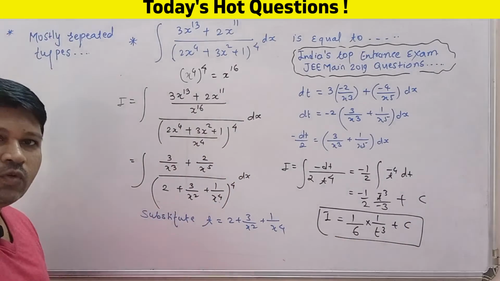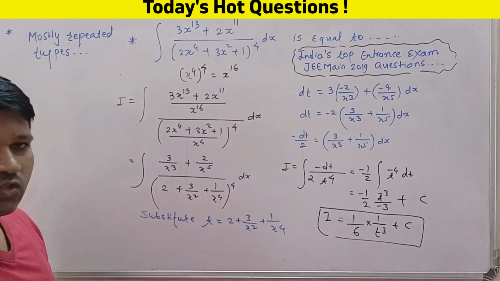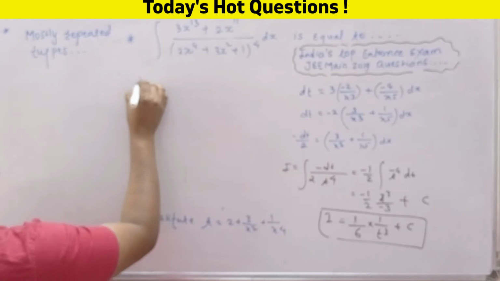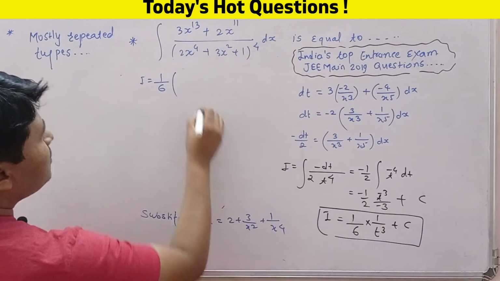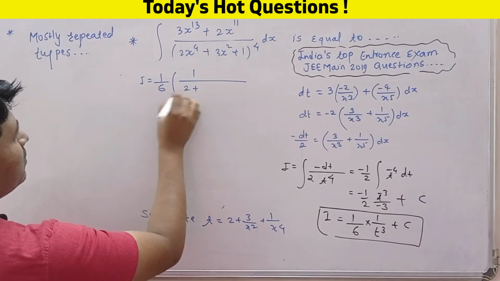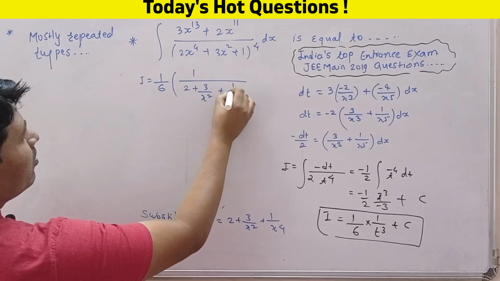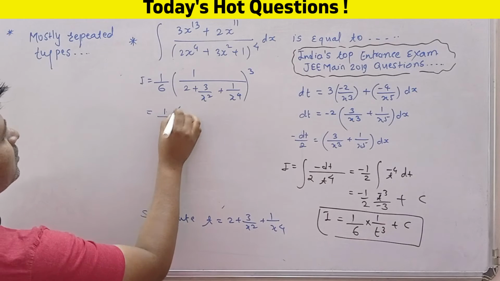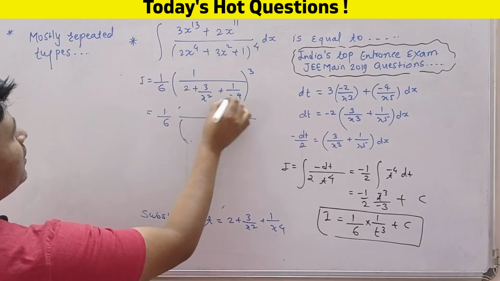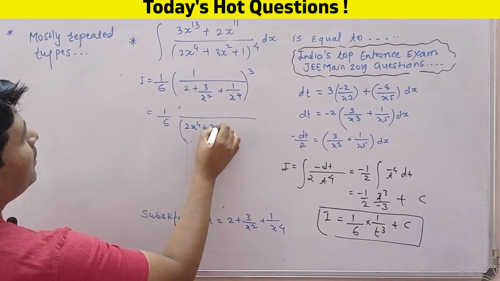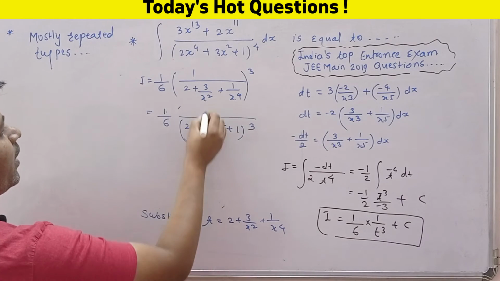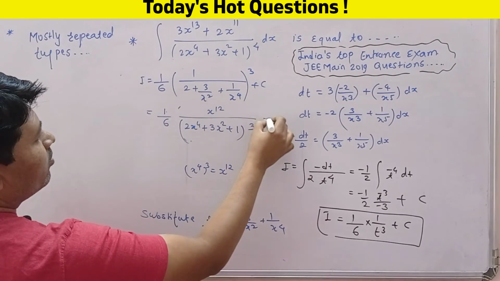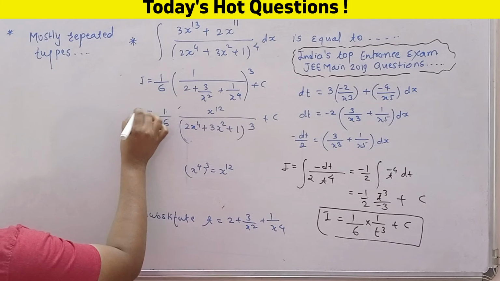Now we substitute back t equal to 2 + 3 divided by x^2 + 1 upon x^4, so we get the final solution: I equals 1/6 as the common term, and in brackets 1 upon t^3, that is 1 upon (2 + 3 upon x^2 + 1 upon x^4) cubed. Therefore this can be written as 1/6 times x^12 over (2x^4 + 3x^2 + 1) raised to power 3, because x^4 cubed becomes x^12 in the numerator, plus the constant of integration. This is my final solution.